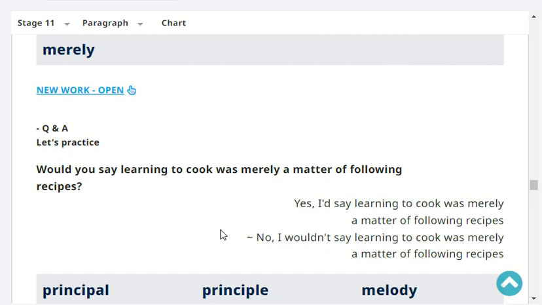Would you say that learning to cook was merely a matter of following recipes? Yes, I'd say learning to cook was merely a matter of following recipes. Very good.